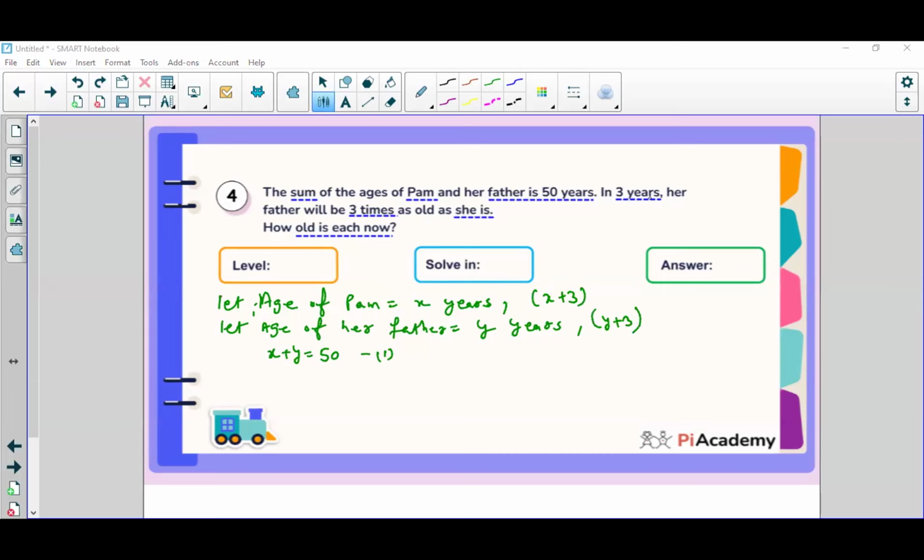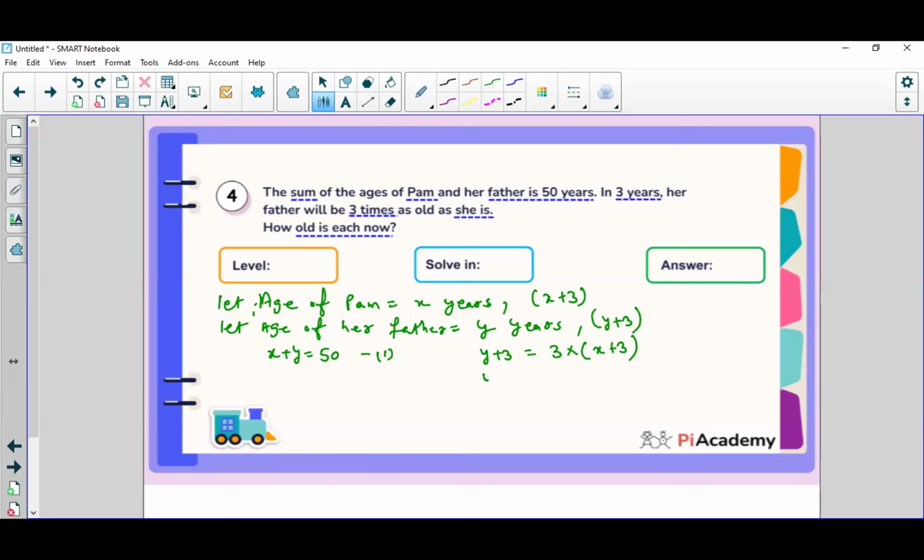Okay. And now, check the condition here. In 3 years, her father, so write the age of father, which is y plus 3, equals to 3 times as old as she is. So she is x plus 3. So after 3 years, the age of her father, which is y plus 3, equals to 3 times the age of as she is.